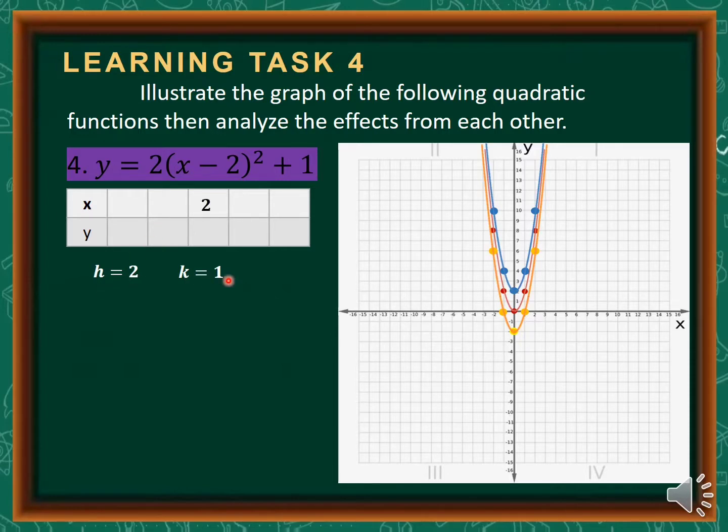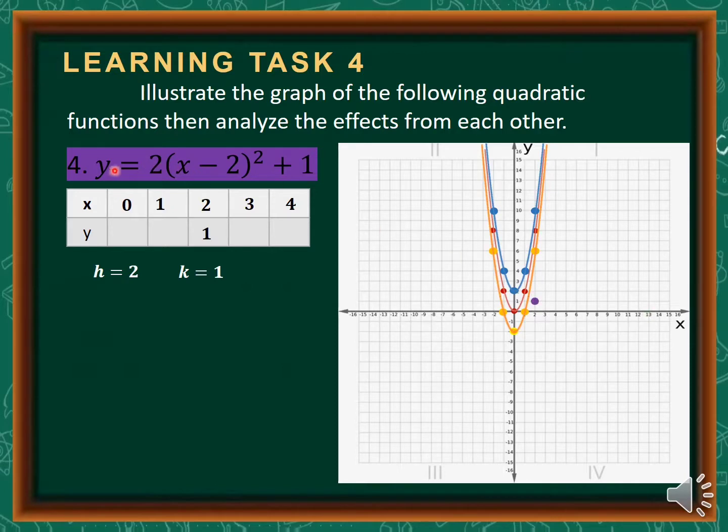Now, ano nasa right side ng 2? Complete muna natin yung table. We have 2, 3, and then 4. How about sa left side? 2, 1, 0. Ganyan po mag-set ng values ng x. Then, let us plot 2, 1. Asan si 2, 1? Positive 2 ang x, positive 1 ang y. So, andito po siya. I use color violet to represent this function.